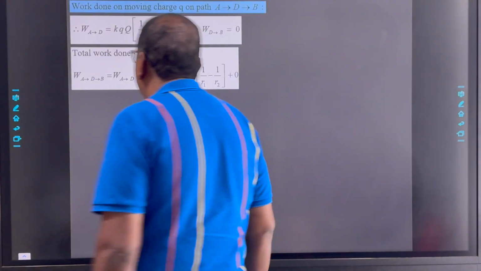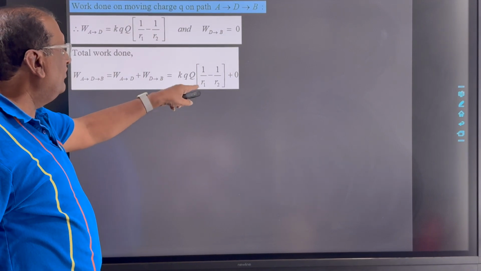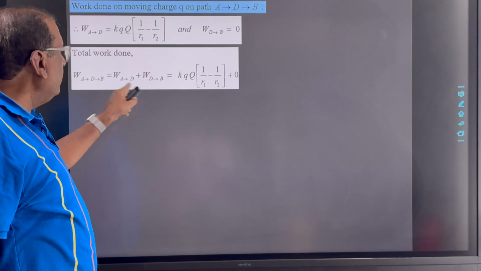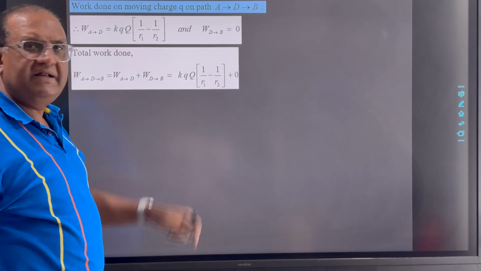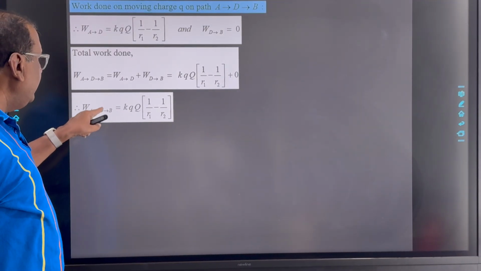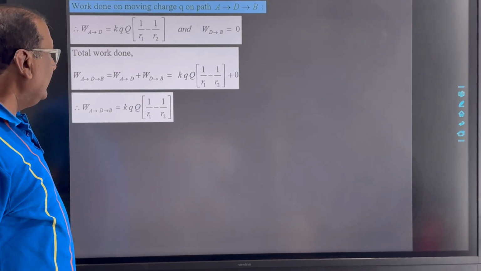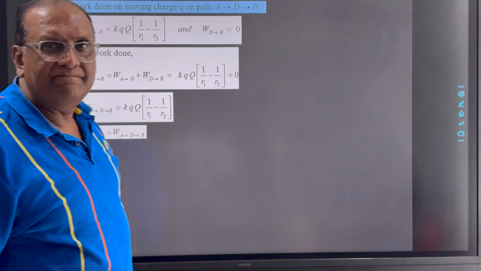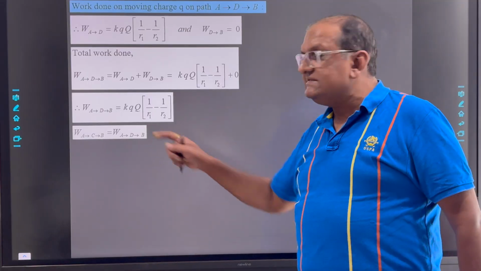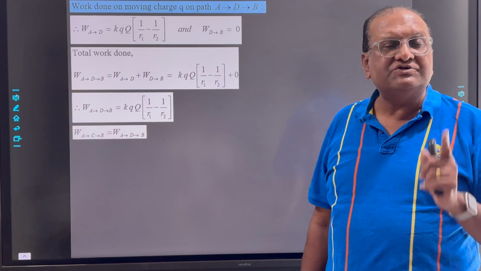So again total work done on the path ADB is KQq into 1 upon R1 minus 1 upon R2, that is from A to D, and then from D to B it is 0. So again we can see the work done on the path A to D to B is KQq into 1 upon R1 minus 1 upon R2. It implies that on both paths the work done is the same. So here the work done does not depend on the path.